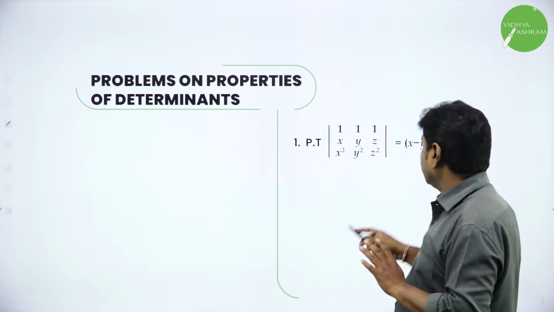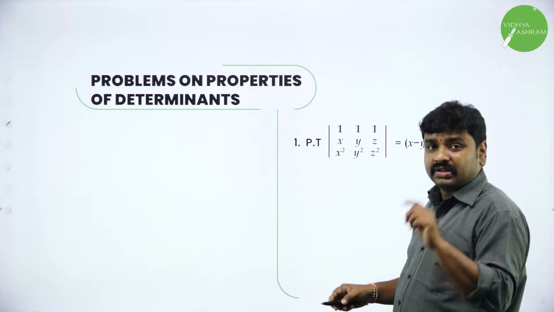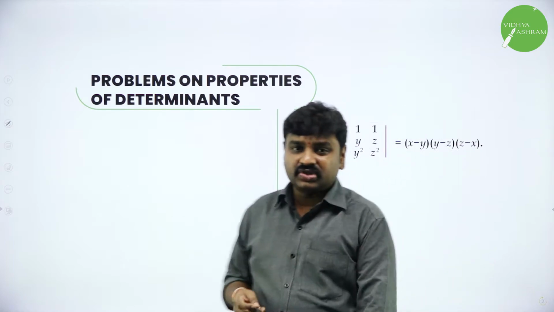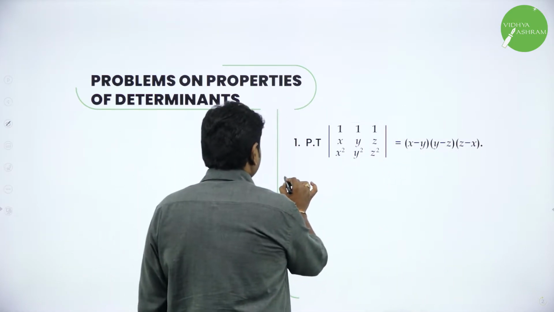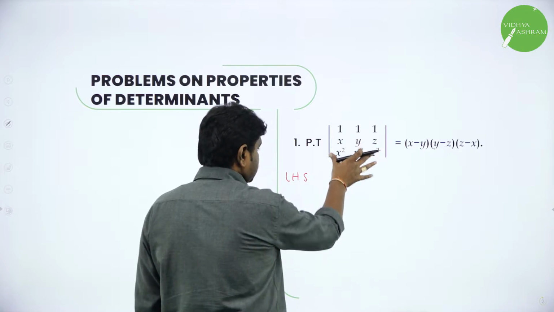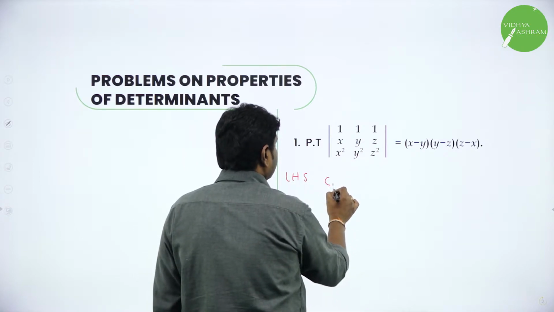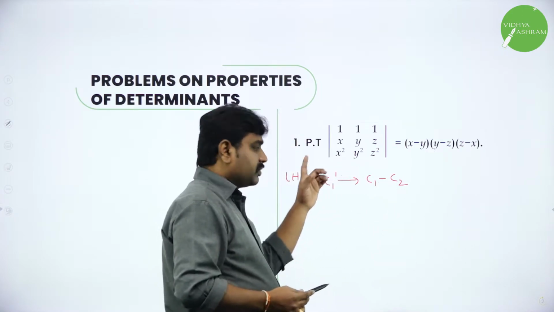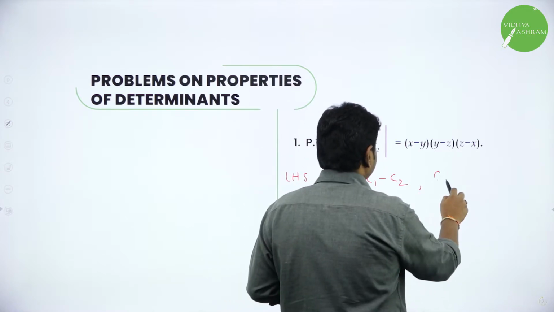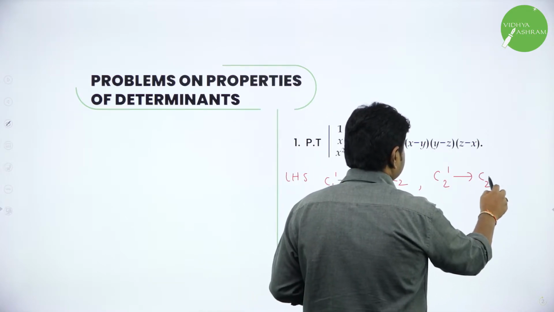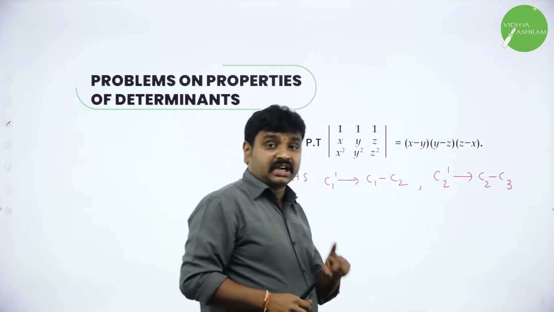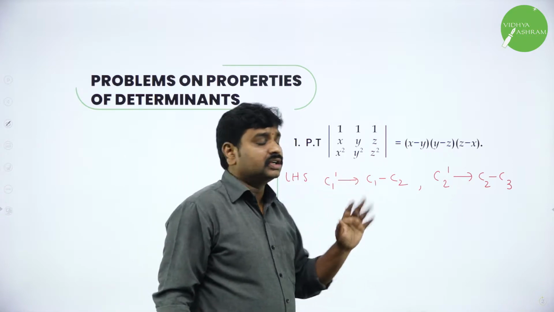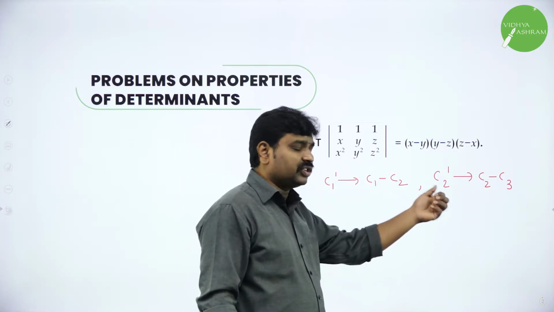Observation says that in RHS they want x minus y, they want y minus z, they want z minus x. So we will do column transformation. So I will take LHS. In LHS, I will perform C1 dash is equal to C1 minus C2. First column value is first column minus second column. Similarly, C2 dash implies C2 minus C3. Please understand, at a time you can do 2 transformations, not more than that. So I have done C1 dash is C1 minus C2 and C2 dash is C2 minus C3.